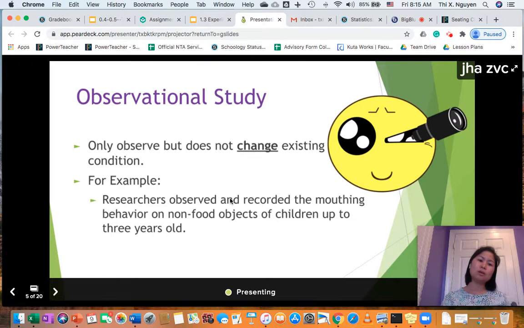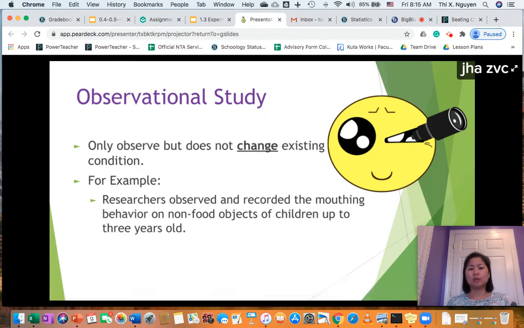Okay, so look at the first one, observational study. You only observe, but you do not change the existing condition. What that means is, think about when we're in school, you always have admins come into the classroom, or sometimes you have CEP people or people from outside of the school. We have about 10 visitors in the classroom at one time, and they just, with a clipboard, jot down something.